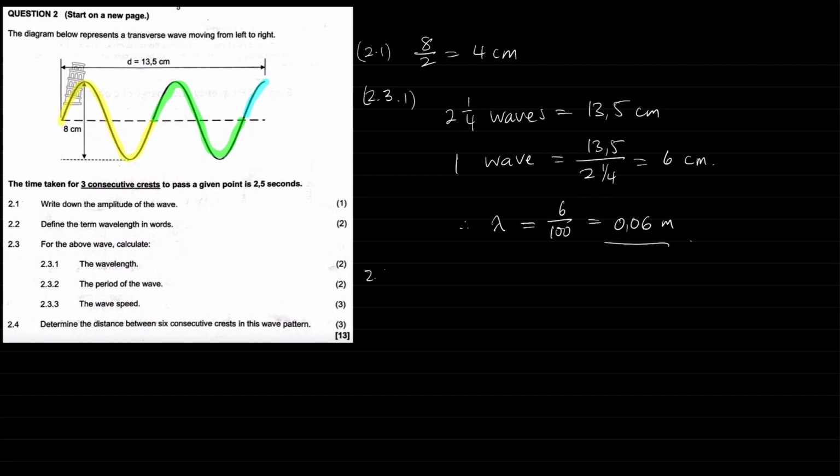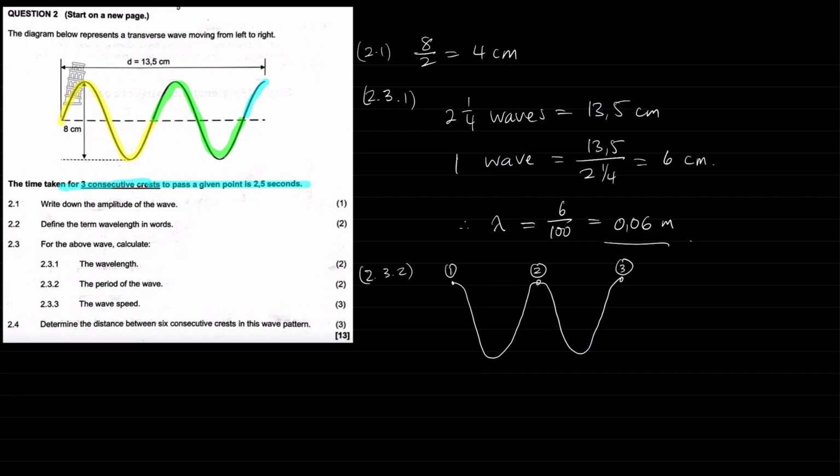Now let's move on. Question 2.3.2. Calculate the period of the wave. Now they've given us some information that relates to time, and they tell us that 3 consecutive crests is 2.5 seconds. So what does that mean? If we had to draw a graph, let's start from here. This is a crest, and then we'll draw that's the second crest. Let me draw again, and that's our third crest. So this is 3 consecutive crests. This is crest 1, that's crest 2, that's crest 3.